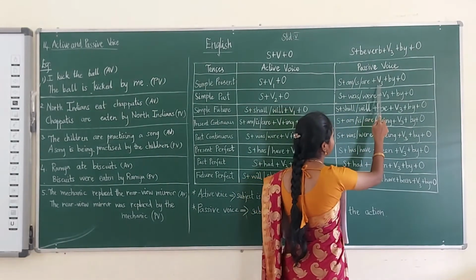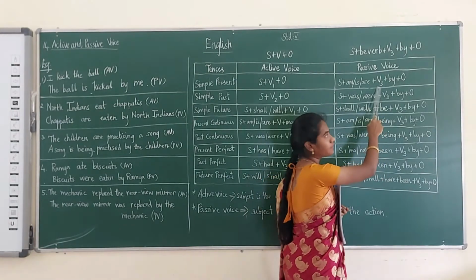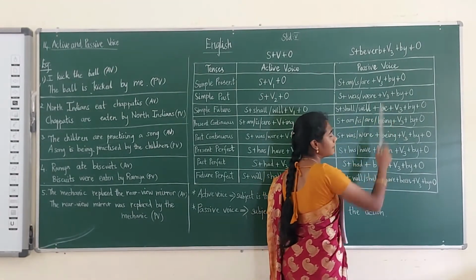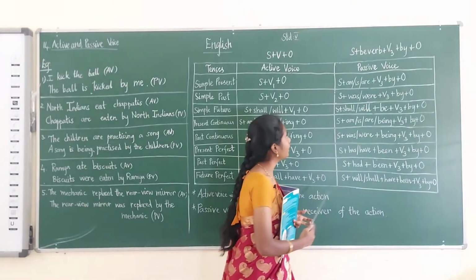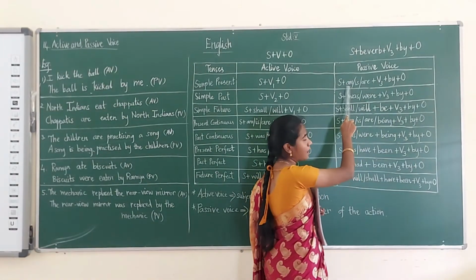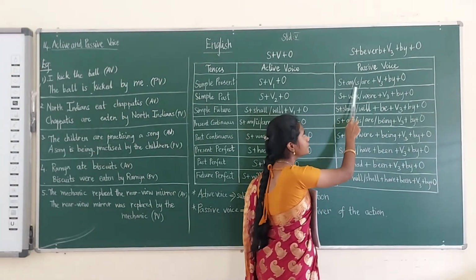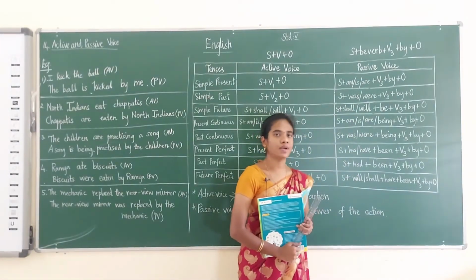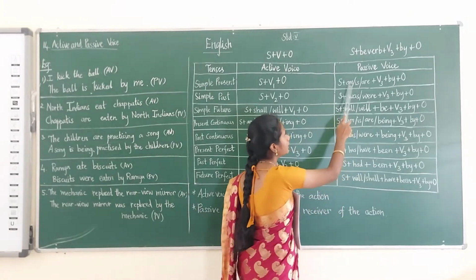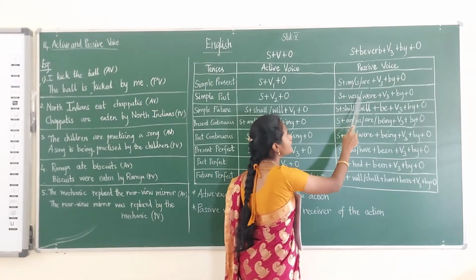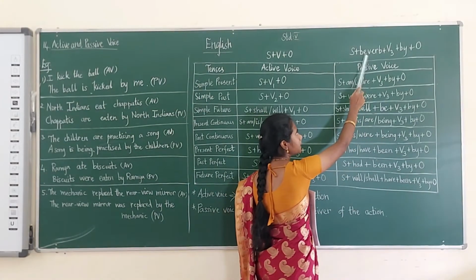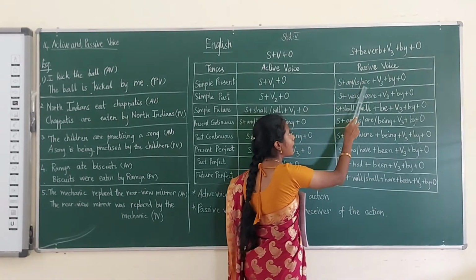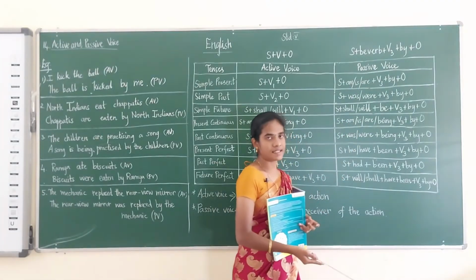Then V3, we have to write the past participle form plus by plus the object. Okay, so am is used with I, is is used with the singular, and are is used with the plural. According to the sentence, you have to write it. Okay, so these are all the be verbs. Am, is, are, was, were are called the be verbs. In this place, you can write am, is, are, was, were, according to the sentences.